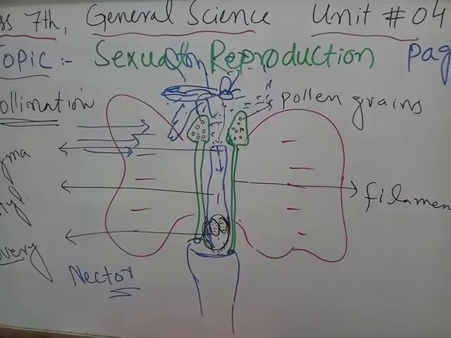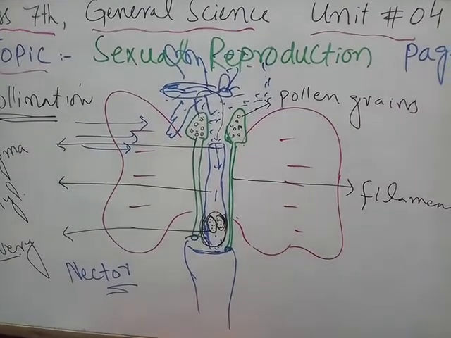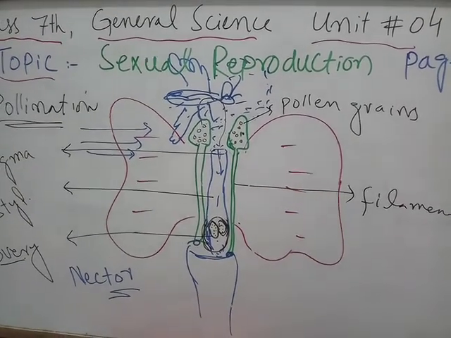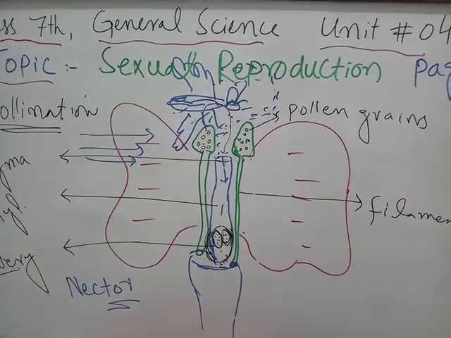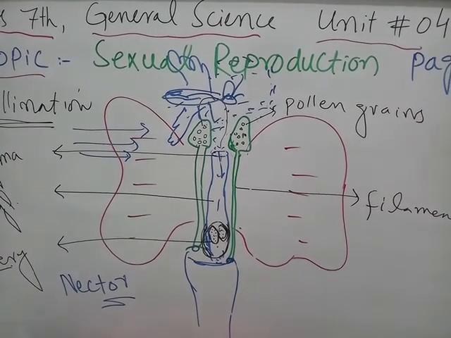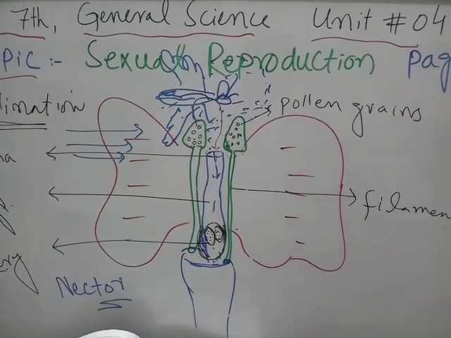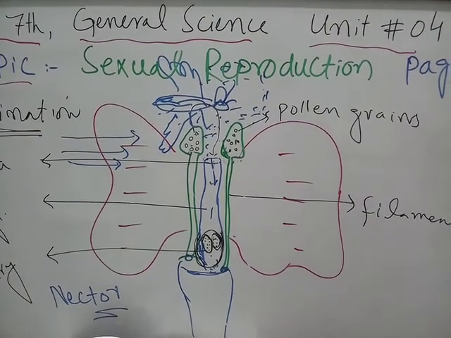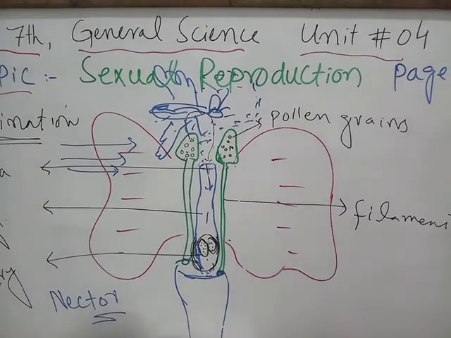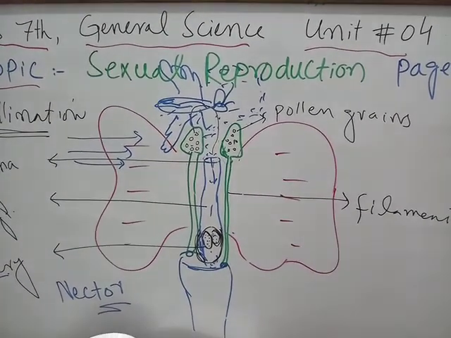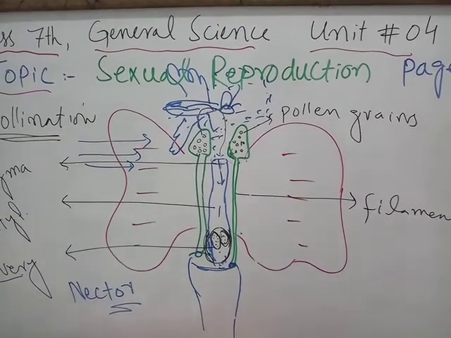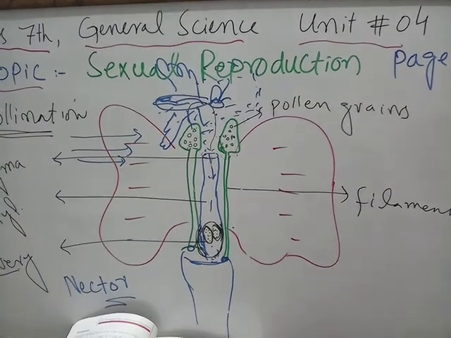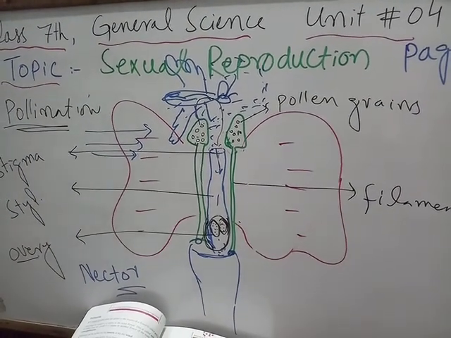Okay, so this was something about insect pollination and similarly wind pollination. So there may be a question asking you to differentiate between insect pollination and wind pollination. Okay, so my next topic is fertilization. What is fertilization and how does it take place? Let me proceed.